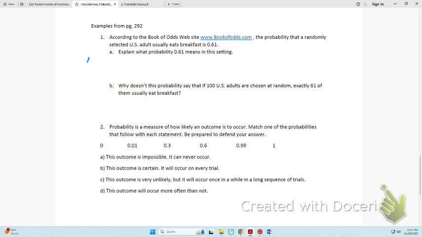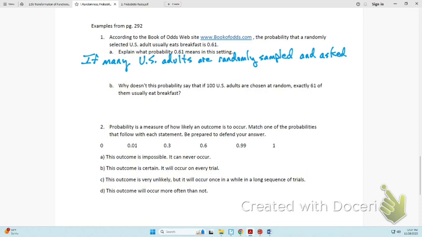This means if many U.S. adults are randomly sampled and asked if they eat breakfast, then about, keyword is about, 61% of them will say yes.